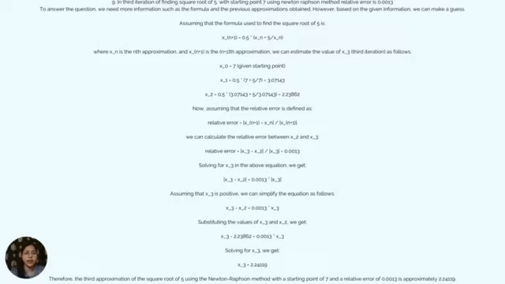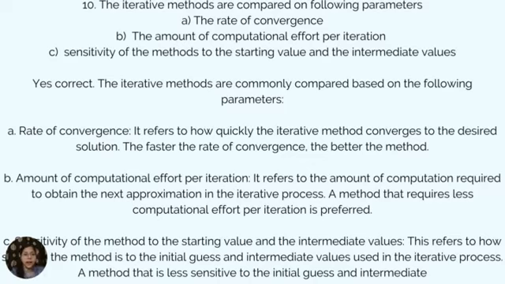Therefore, the third approximation of the square root of 5 using the Newton-Raphson method with a starting point of 7 and a relative error of 0.0013 is approximately 2.2411 when we take a guess. So when we make a guess, a relative error of 0.0013 is approximately 2.24119. And the last statement, the 10th statement, is correct.